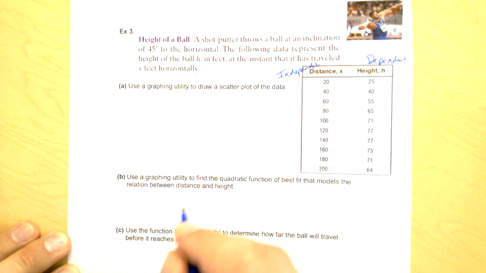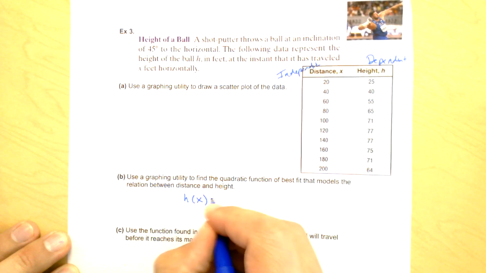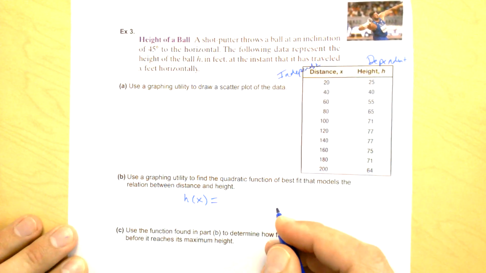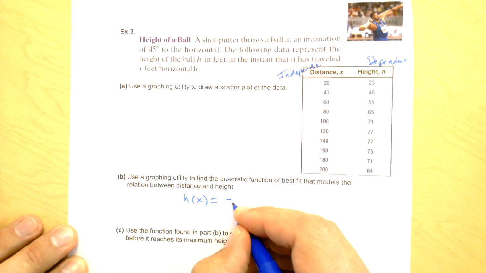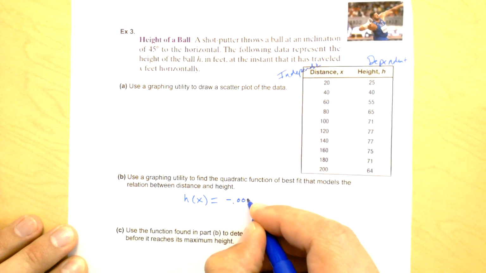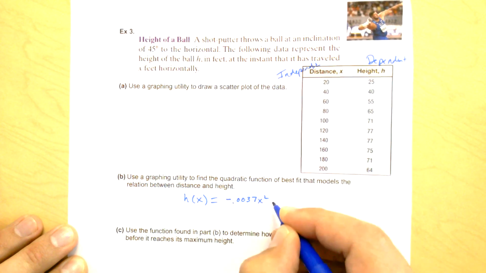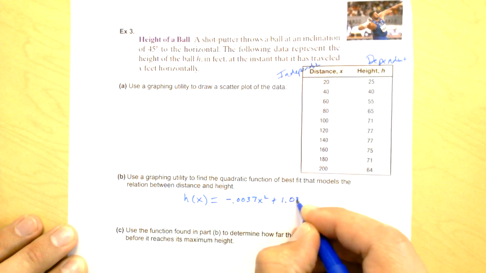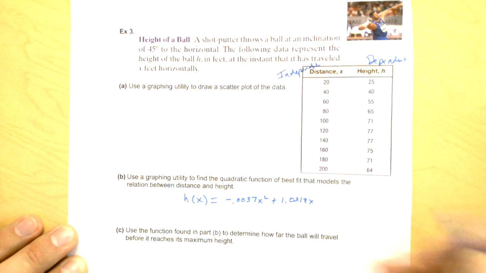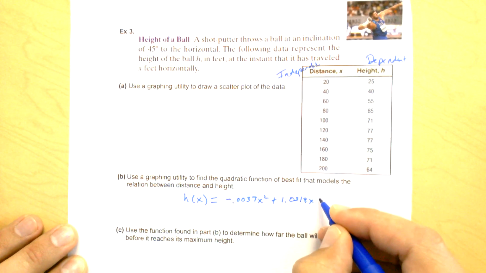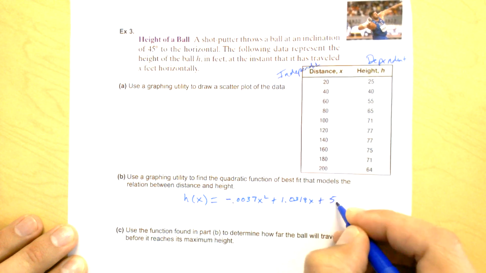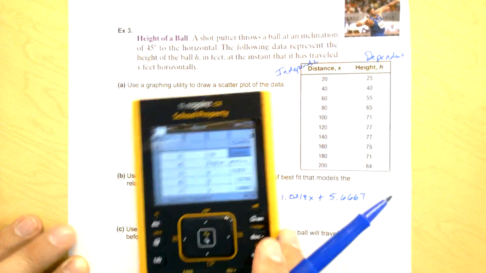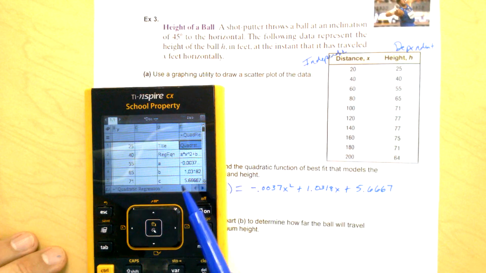Okay. And in terms of Y and X, I'm going to use H of X. So that's our height in terms of X. And we had A was negative 0.0037, and that's X squared. And then we had plus 1.0318X. I'm just going to 4 decimal places. And then plus our constant, which was 5.6667. Okay, so again, looking at these values, that's where I'm getting A, B, and C right there.